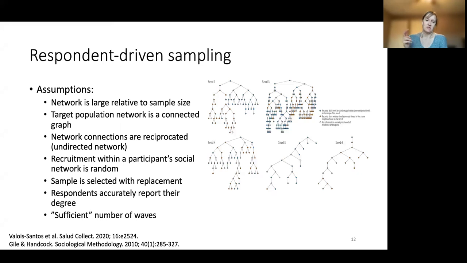And then there's a question about what is a sufficient number of waves. So how deep into the number of levels of recruitment do you need to go for it to be considered sufficient? So as you can see, some of these assumptions are more justifiable than others. And so I think there's a lot of work around this topic and whether you can get to this goal of having an asymptotically unbiased estimate or not.